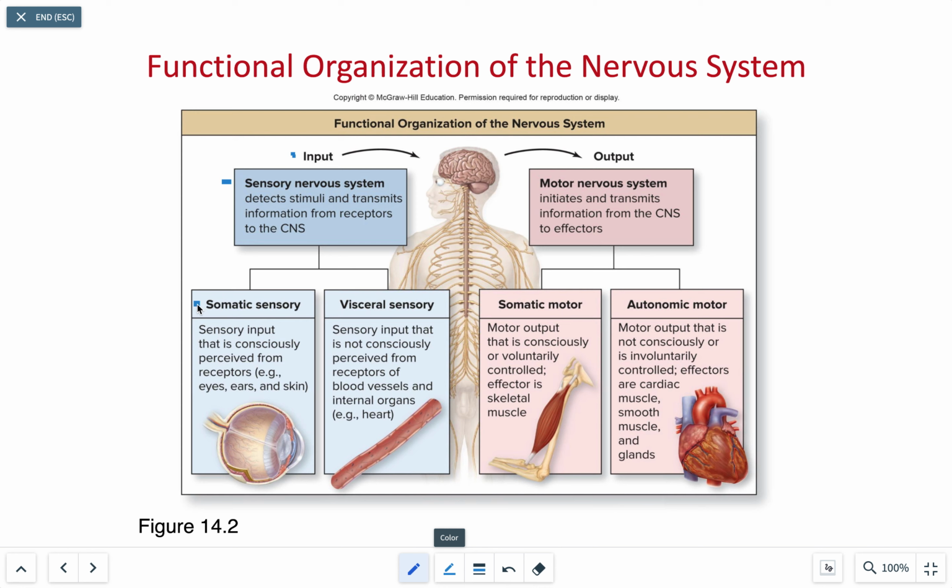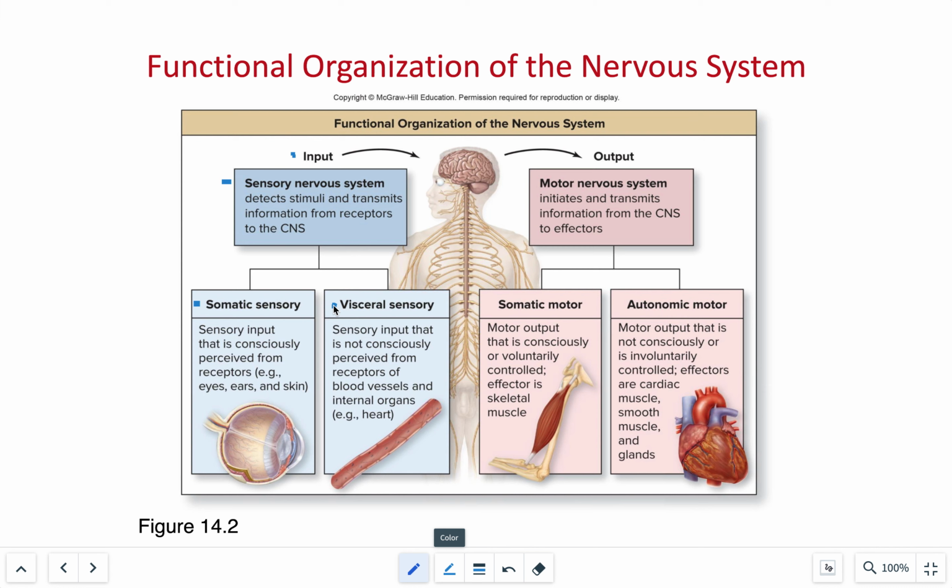The two organizational areas that we look at, the first one is the somatic. The somatic sensory can be anything from touch, pain, pressure, vibration, temperature, proprioception, vision, hearing, balance, and smell. What we're looking at is the sensory input is consciously perceived from receptors, such as organs like the eyes, ears, and skin. And the other division that we have is the visceral sensory.